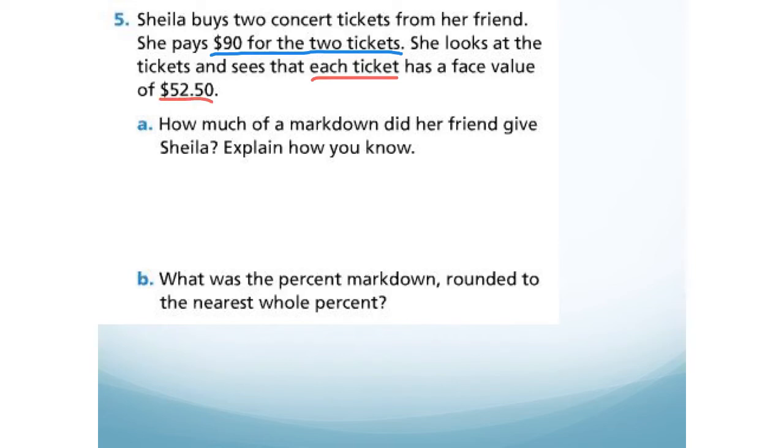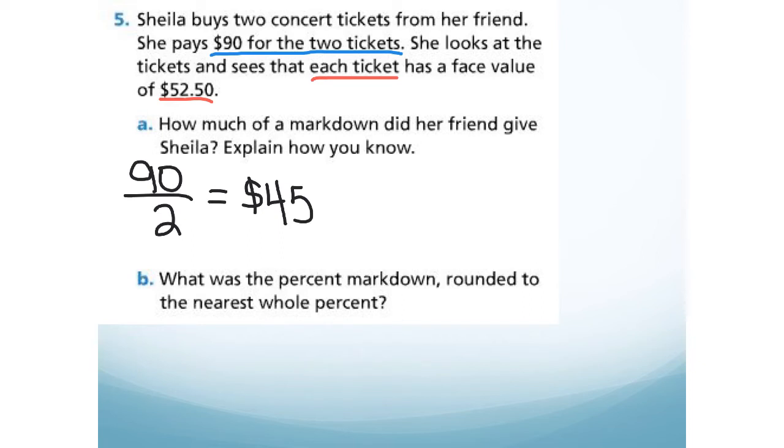So we need to compare each of these to the same amount. If we know that one ticket was $52.50, we can double that for two tickets, or we could divide the 90 to find the price for one ticket. Go back to the unit rate we studied a couple units ago. So I like that idea. $90 divided by 2 tells me that Sheila paid $45 for each ticket.